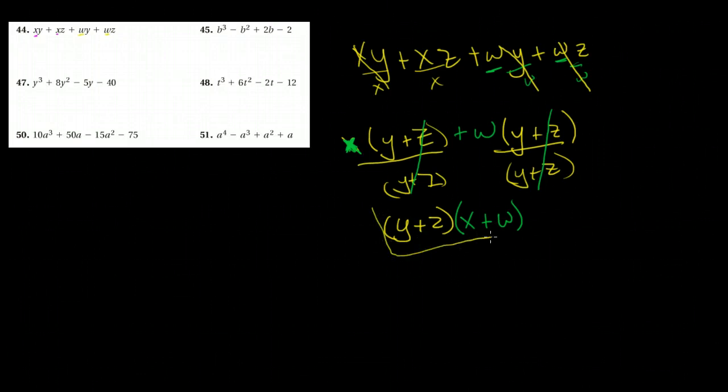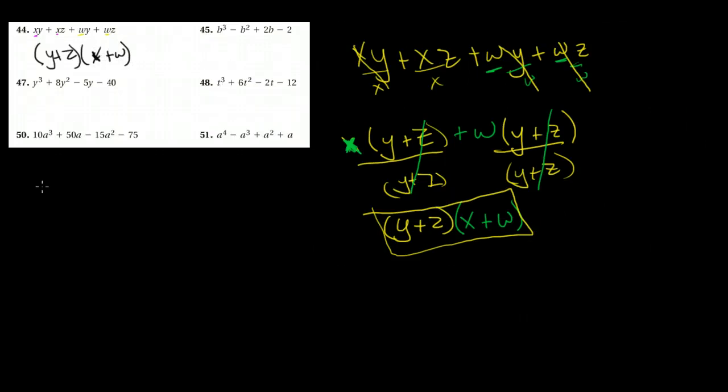of getting those factors. So we have xy plus xz plus wy plus wz. That factors to y plus z times the quantity x plus w. Let's take a look at the next one. Let's look at number 48.